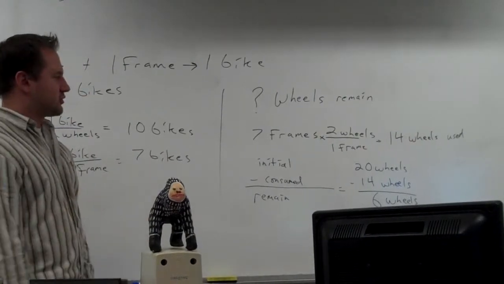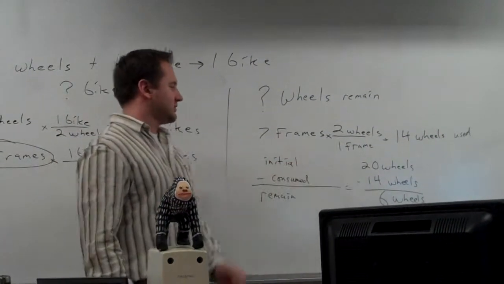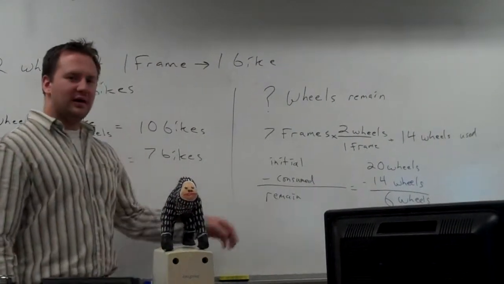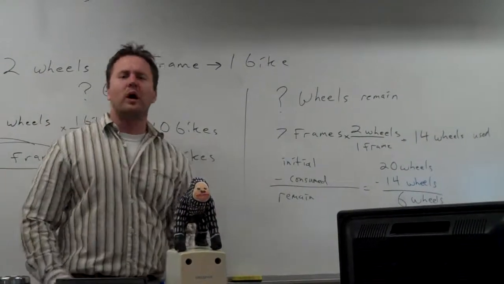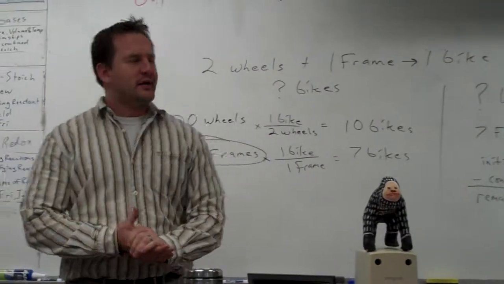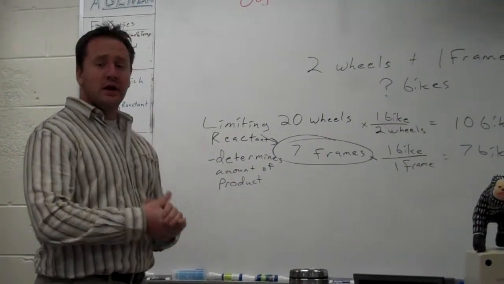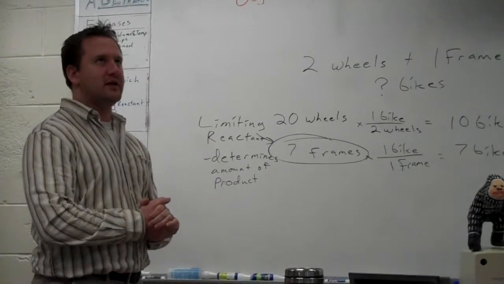To find out how much remains, you take the amount you started with, which was 20 wheels, you subtract what you used, which is 14, and you end up with a remainder of 6. This right here, while it's not a chemical equation, is the exact model that you would follow for limiting reactant stoichiometry, as well as finding the remainder of a reactant, the excess reactant.